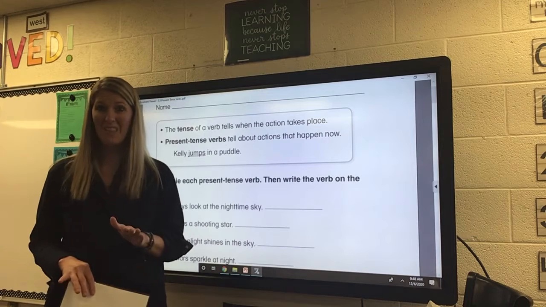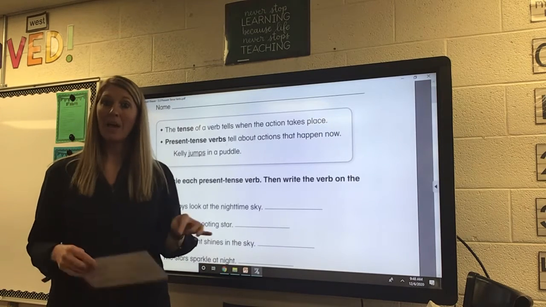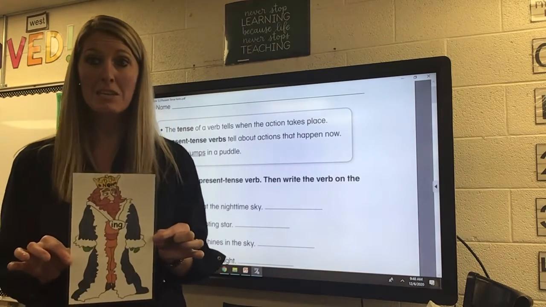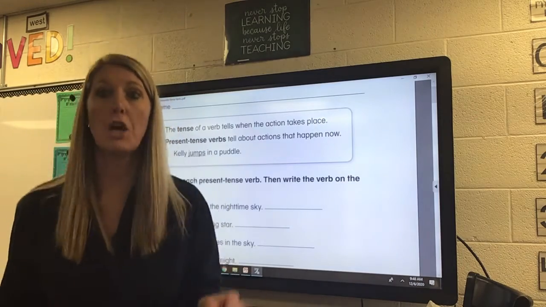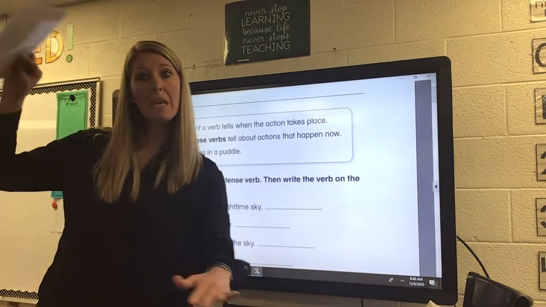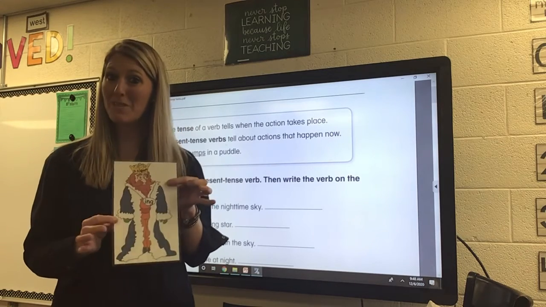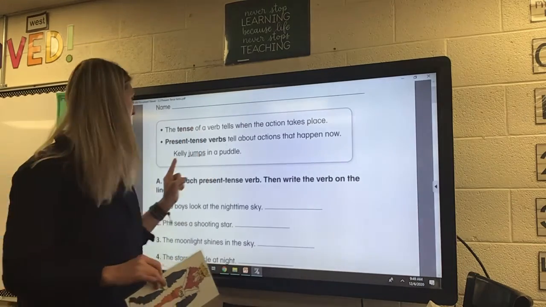I also want to mention that there's another way to make a verb show that it's happening now, and that's by adding the kind of ing. Sometimes you're going to add ing to the end of the verb to show that it's happening now, like jumping or swimming or hopping. So sometimes we do have to use the kind of ing also. Okay, but today we're only going to focus on the S.